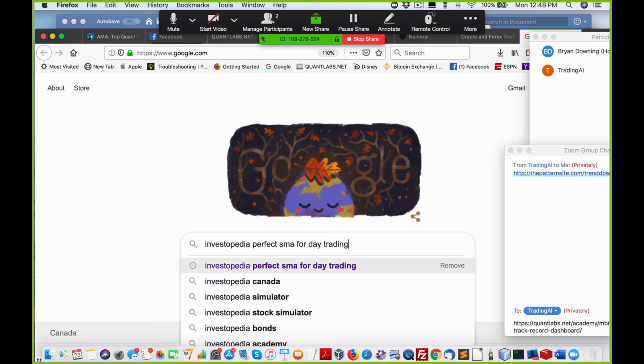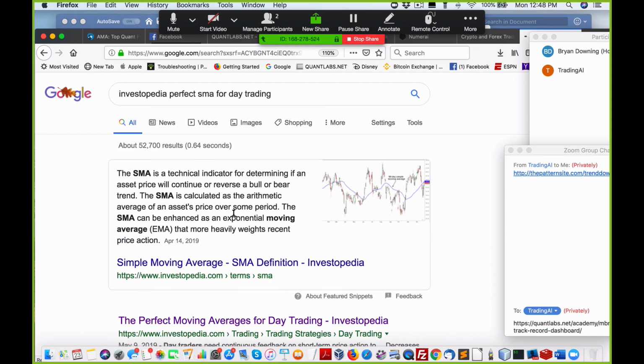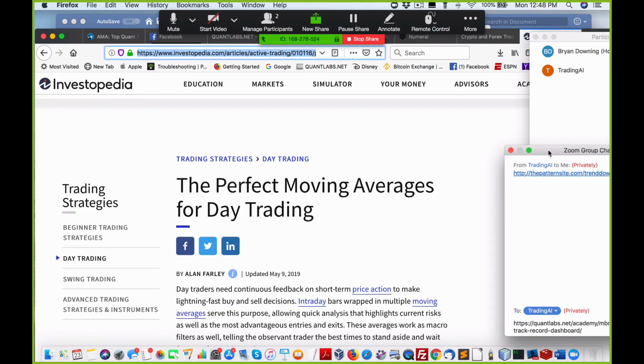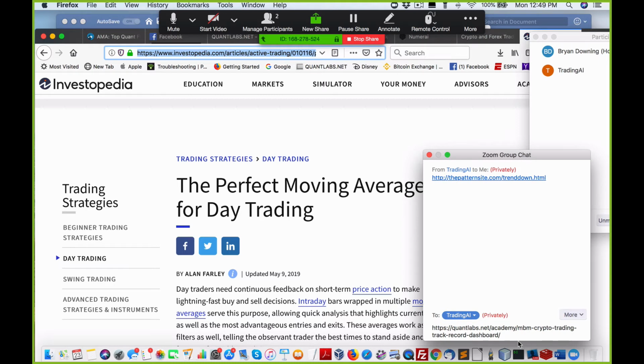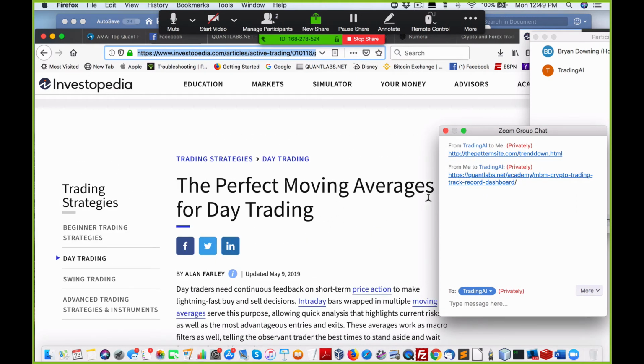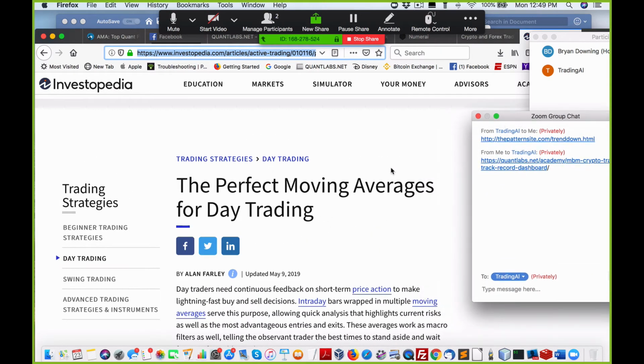you know, here it is, the perfect SMA for day trading. I think it was this one. I could put this in the chat, but it's a simple Google search result. Yeah, here. Okay, there's the dashboard for the track record. So yeah, this is called the perfect moving average for day trading.